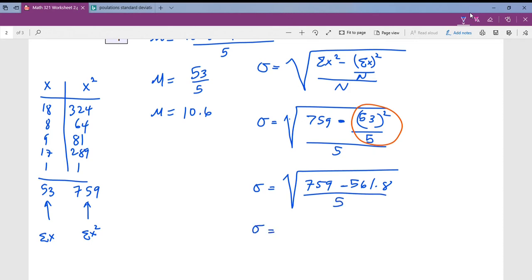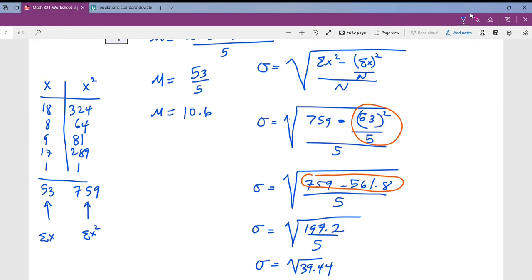So let's simplify the numerator now. 759 minus 561.8. That gives us the top, which is 197.2, and then we'll divide that by 5 again. I have this as 39.44.